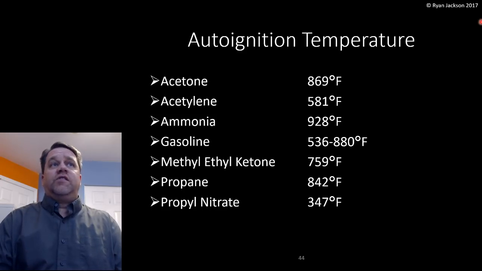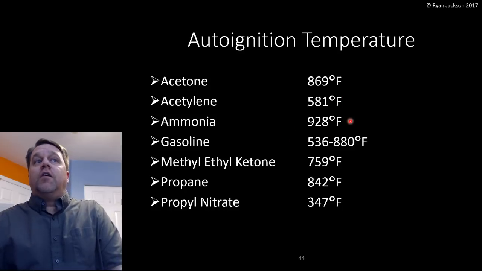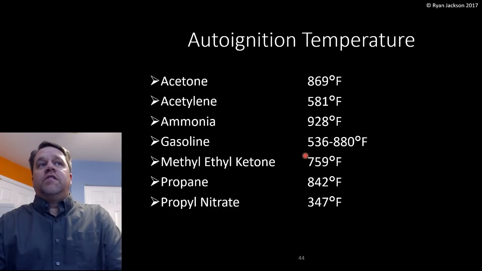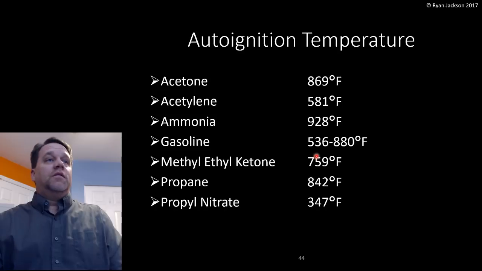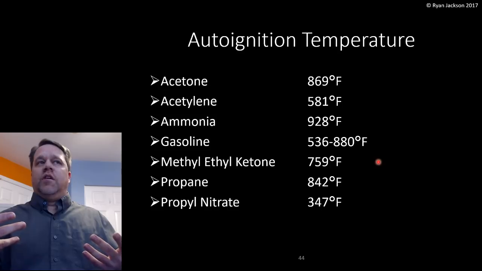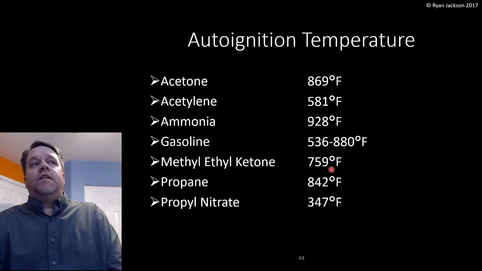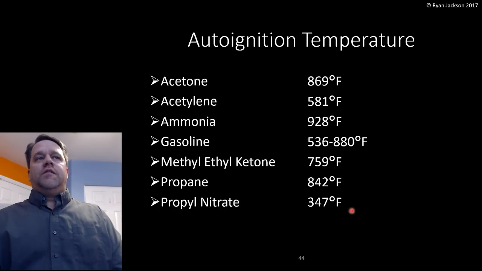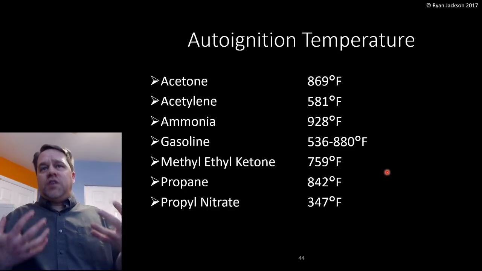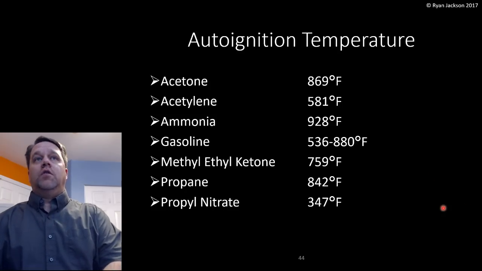So going back to our common ones, acetone is 869 degrees F. Acetylene, 581 degrees. Ammonia, 928. Gasoline, we can all relate to that. If you get the gasoline up to 536 degrees F, it's going to go boom, right? So a cigarette cherry, when you're inhaling it and it glows, is about 1,000 degrees F. So yeah, a cigarette can absolutely blow up gasoline. Methyl ethyl ketone, 759. Propane, propyl nitrate, they all have an auto-ignition temperature. All right, so those are the chief characteristics that need to be considered when we're classifying a Class 1 location.